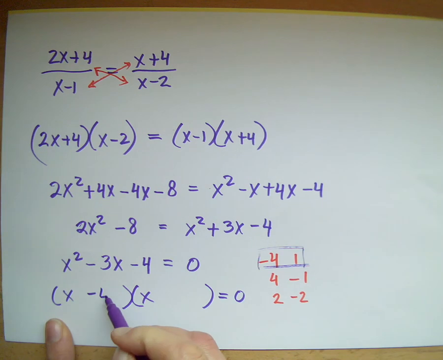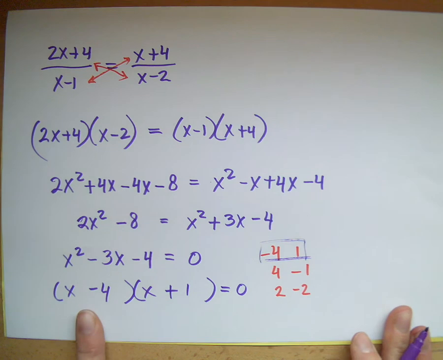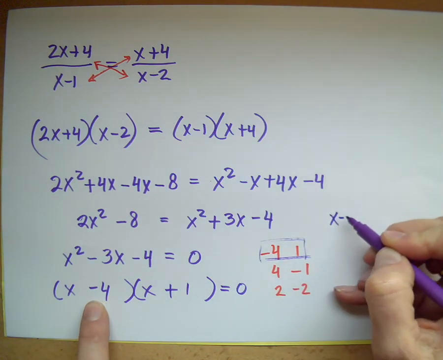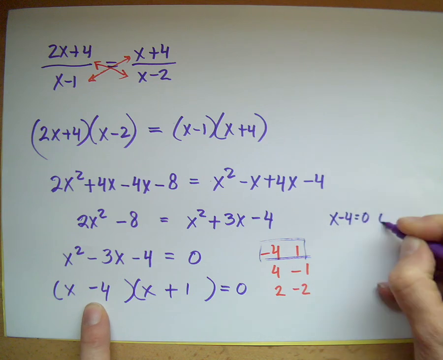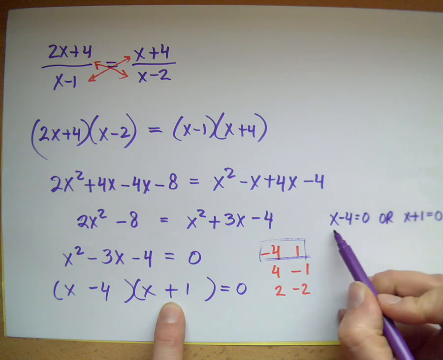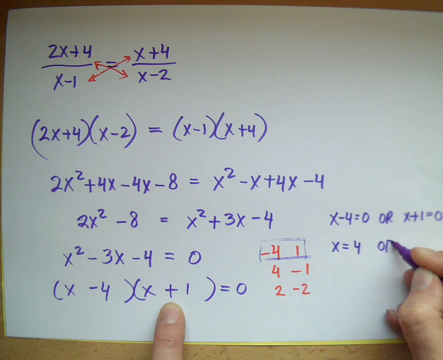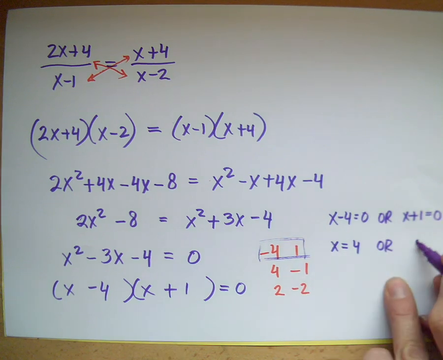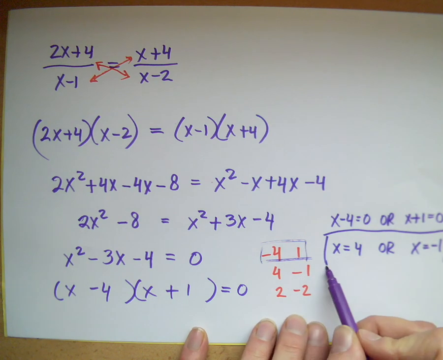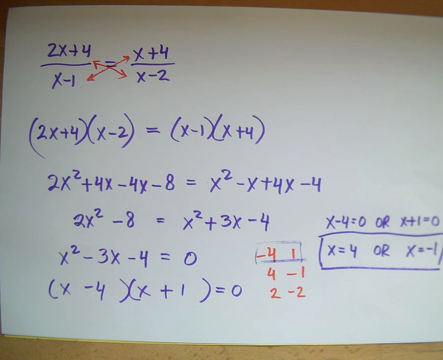So I'm going to put a negative 4 and a positive 1. So to solve for x, to find the roots of this quadratic equation, either x minus 4 is going to equal 0, or x plus 1 is going to equal 0. If this is true, then x equals 4, right? And if this is true, then x equals negative 1. And that is the solution for x in this problem. Yay!